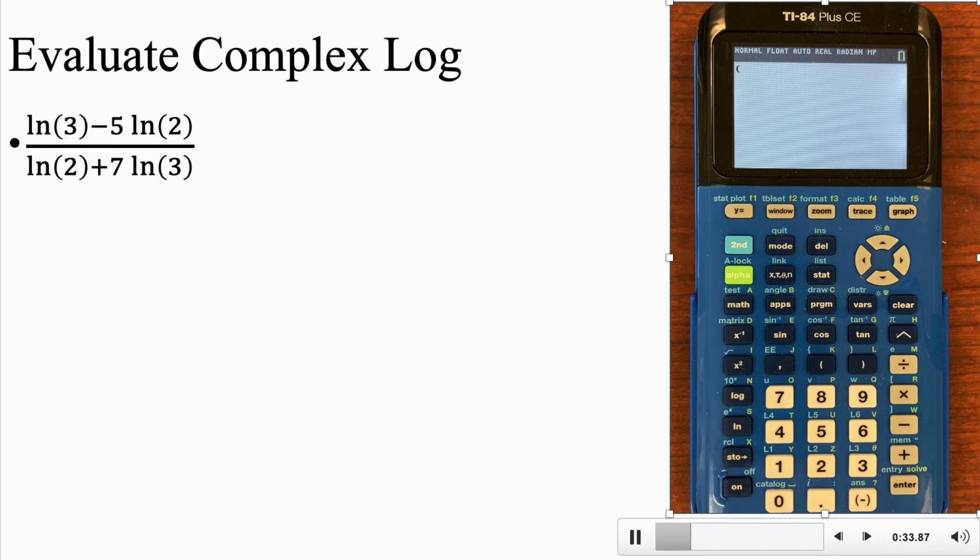So I would start off with parentheses, and then I would type in ln of 3, and see how they give you a set of parentheses for the 3? I have to make sure I close it before I do anything else. And then minus 5 ln of 2, again, it gives me a set of parentheses before I do anything else. I have to close it. And then since that's the entire numerator, I then close the first set of parentheses I created.